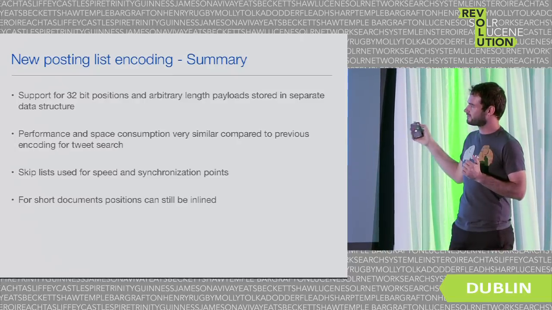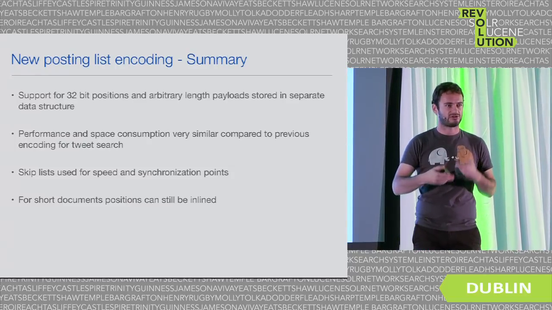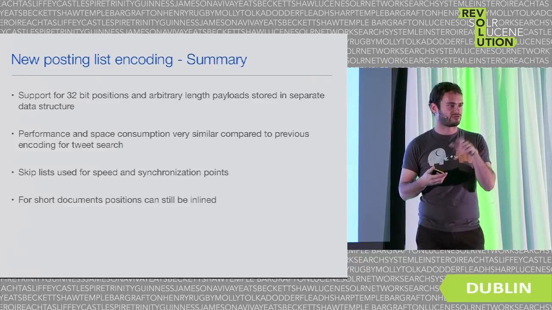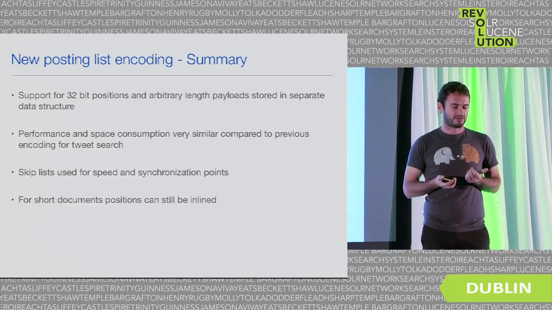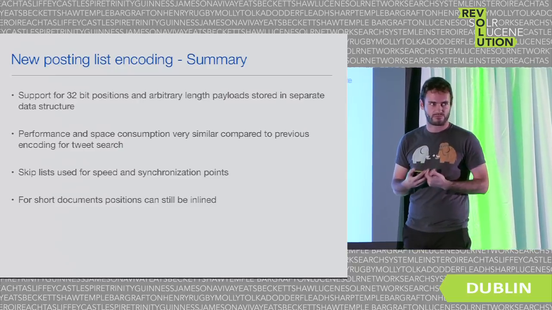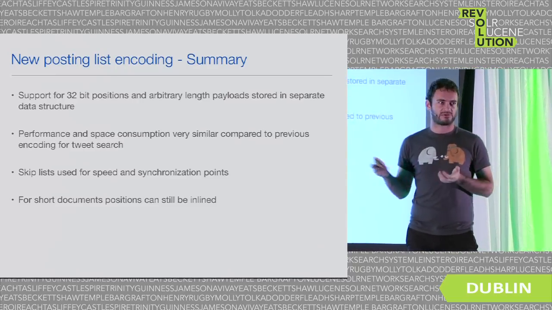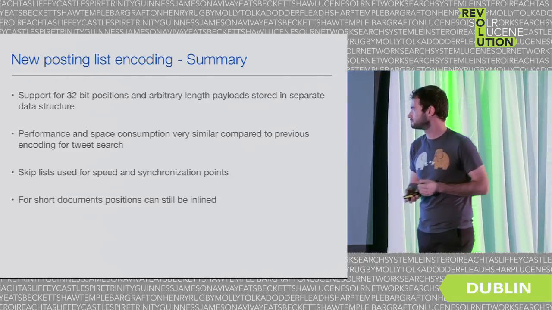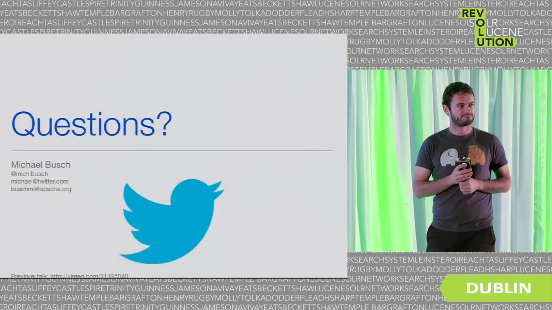And the performance and space consumption actually now of this format is almost identical to the previous format. So we added all these new features, but in our graphs you cannot see when we deployed this because the performance is so similar. And also the size of the indexes is almost the same. It's slightly bigger, of course, because now we have skip lists, and sometimes maybe we cannot inline a position, but then it's almost not noticeable. And that is pretty much it. And now I'm open to questions.